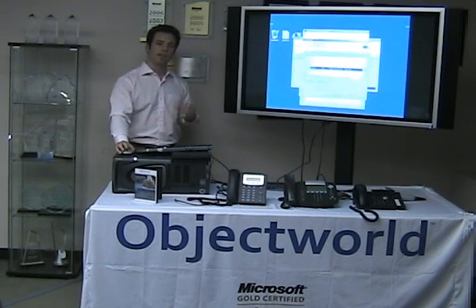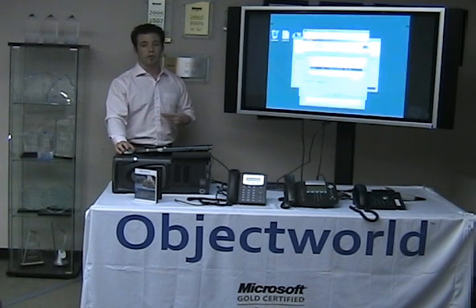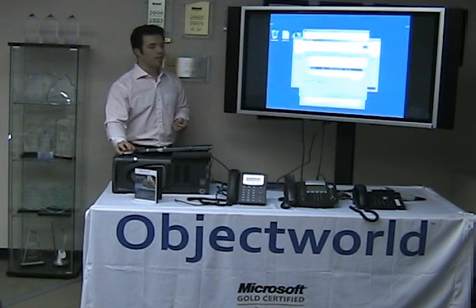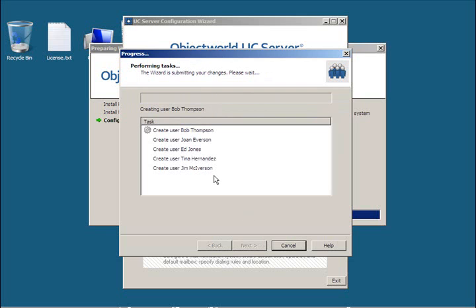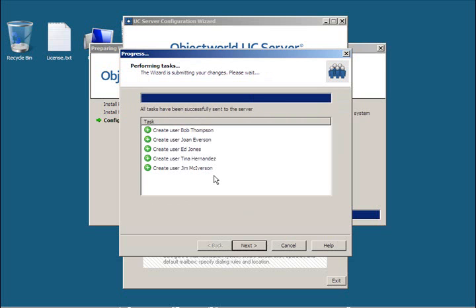They're going to be effectively phantom users, which means if somebody dials their extension, it's going to go right to voicemail or to their personal assistant instead of ringing a phone. So it's going to go through. We're importing users from Active Directory, that information, and creating a binding between Active Directory and UC Server.